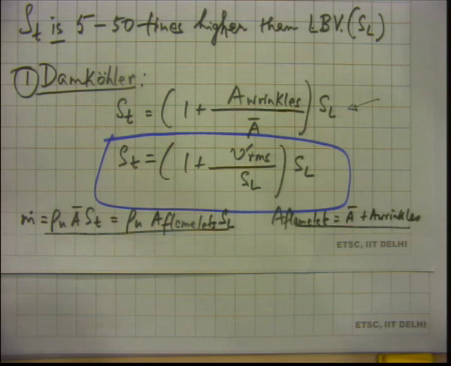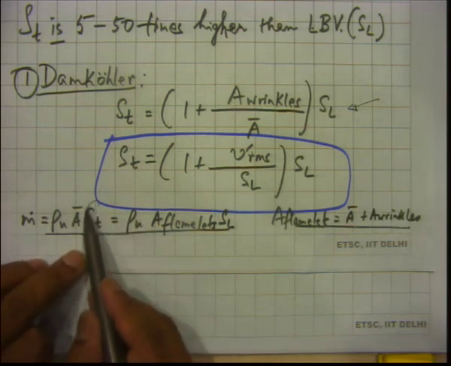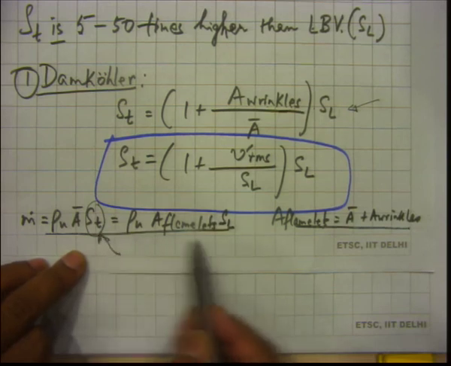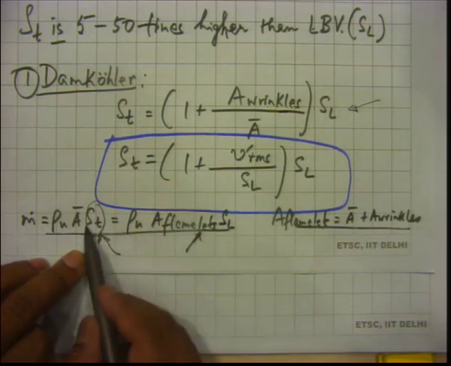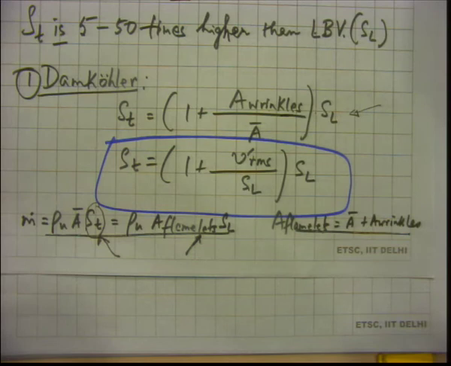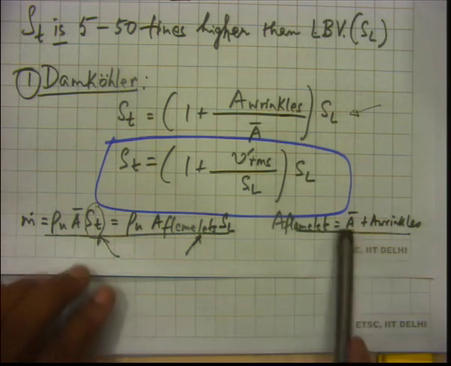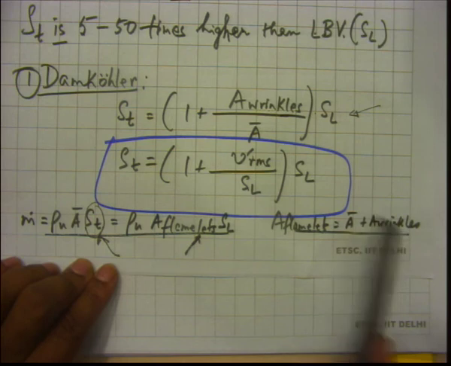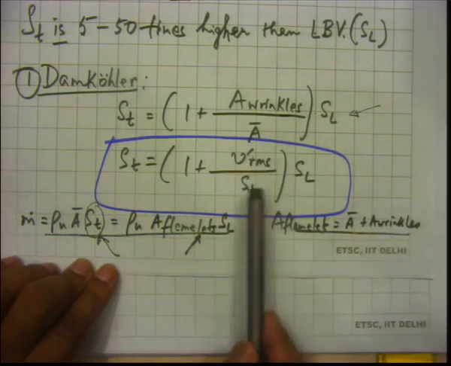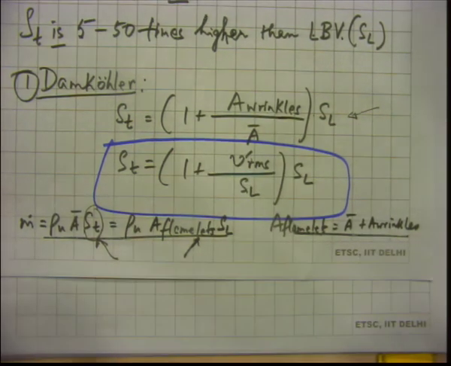Think about this one. Here, using these two, you can get ST by SL as A flamelets divided by A bar. ST by SL is A flamelets divided by A bar, and A flamelets is A bar plus A wrinkles. If you take that, then you will get this, and then from here to here, it's an assumption.